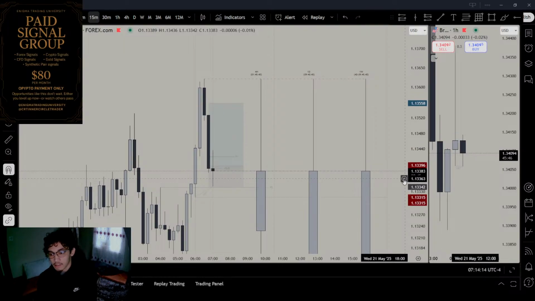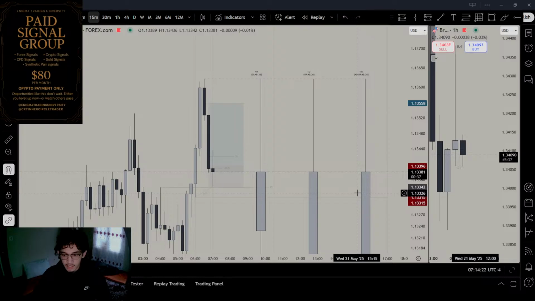Let's see if this thing could hold. Come on. I don't think it'll close in a bullish candle. Didn't have too much momentum on it. It's cool. Let's see if the next candle could close bullish.